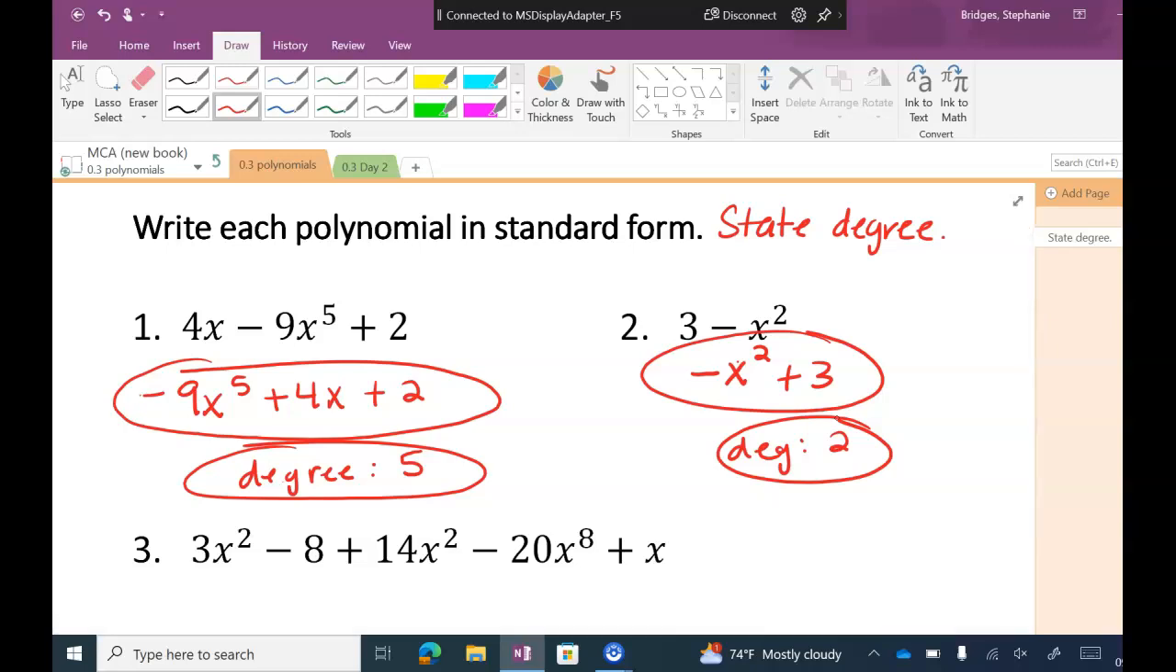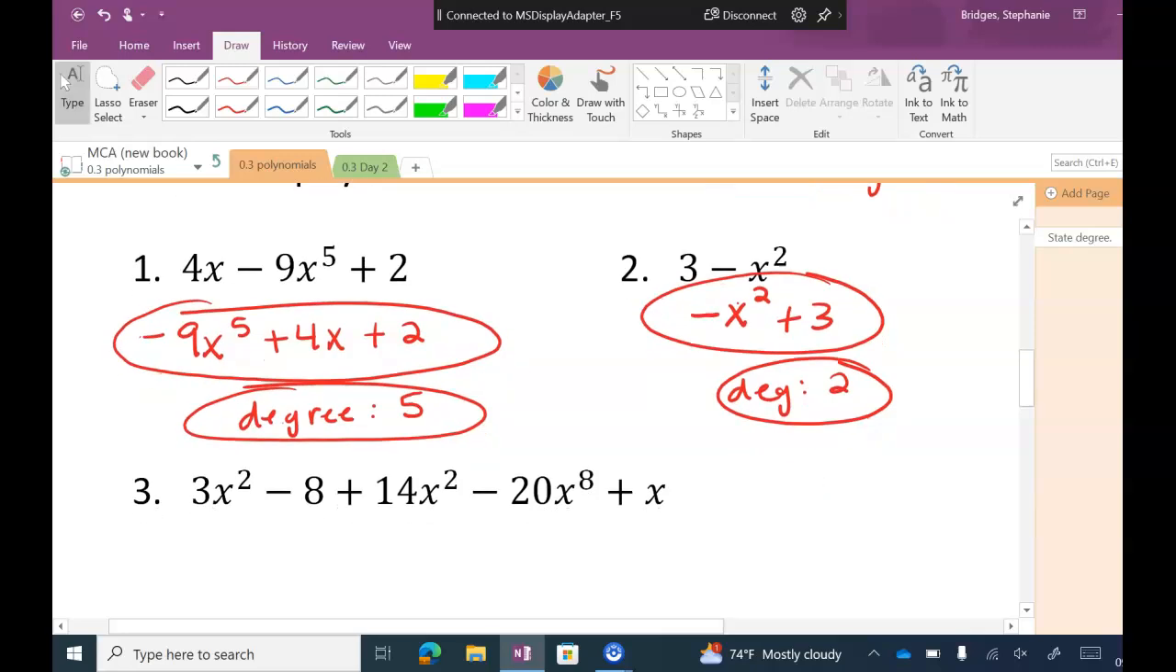With number 3, I have several terms here. I have a 3x squared minus 8 plus 14x squared minus 20x to the 8th plus x. What is the highest degree term? So that's going to go first.